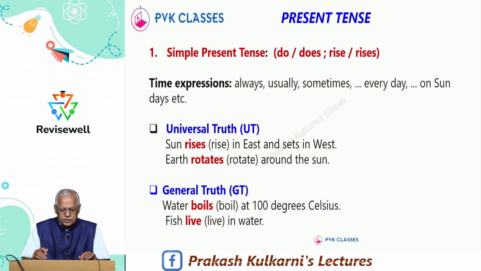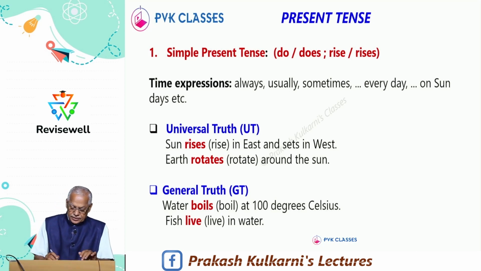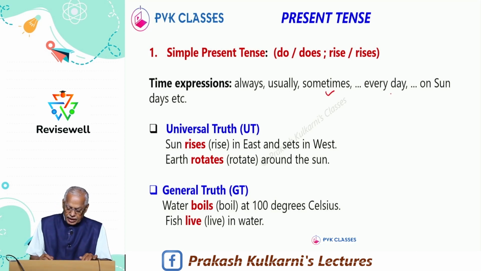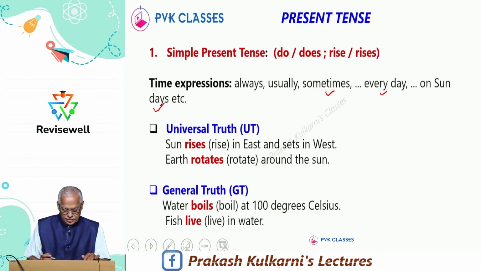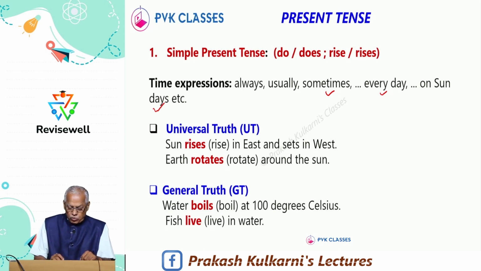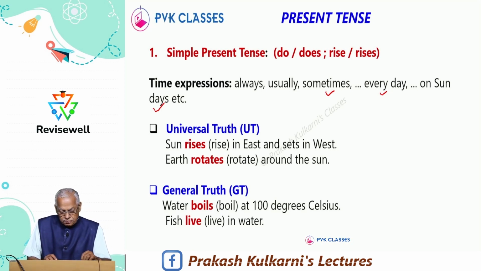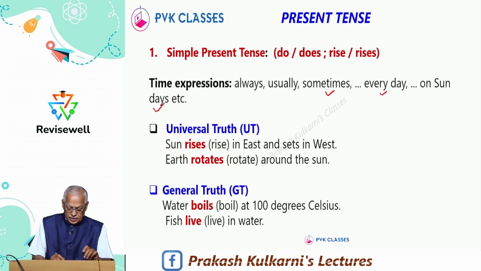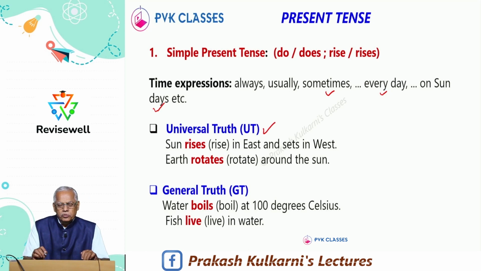Time expressions are always, usually, sometimes, every day, on Sundays, or regularly, like that. Now, if these words are there, you can think of simple present tense. Now, where do we use simple present tense? Now, the first point is universal truth.